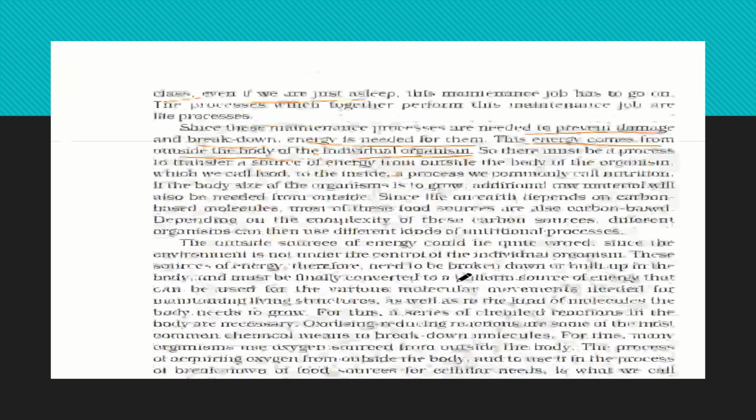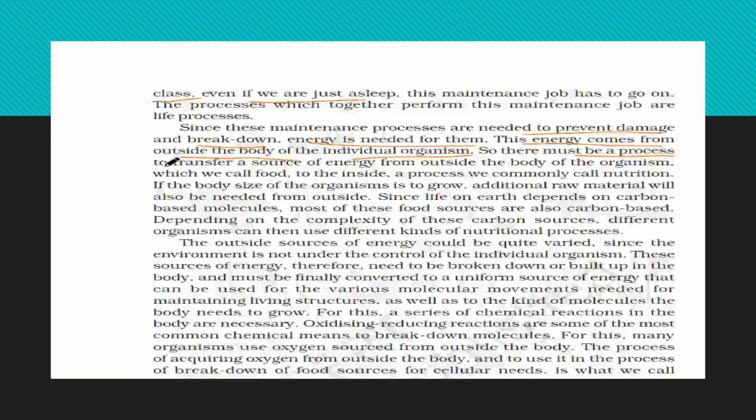So there must be a process to transfer the source of energy from outside the body to the organism, right? There must be a source from outside the body of the organism. So what is that source? That is called food taken inside the body, and the process we commonly call nutrition. So the first process in the life processes is nutrition, right? That is, something from the outside is being provided.